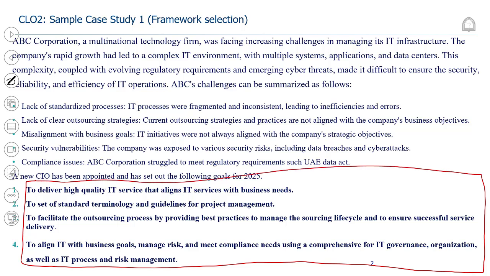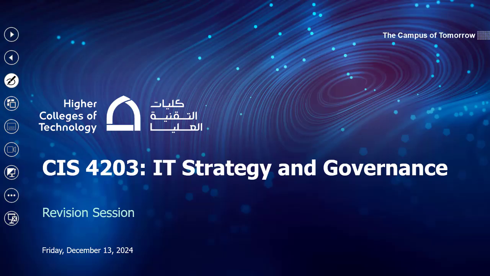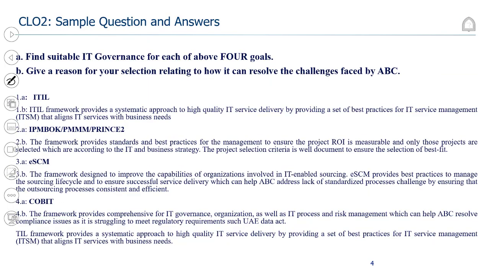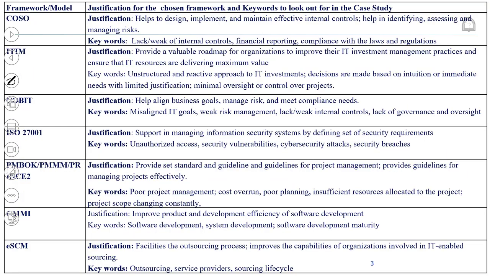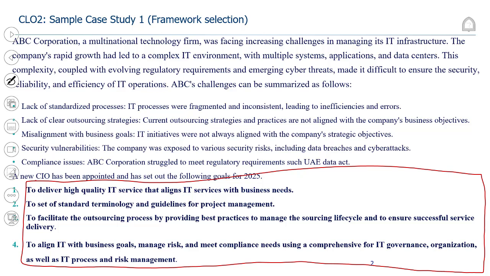You're supposed to come up with a suitable IT governance framework for each of the 4 goals. I forgot the framework there. So which are our goals? The goals are there. The first goal is to deliver high quality service that aligns to the business. So the keywords there: high quality IT service, and IT service that is actually aligning with the business.